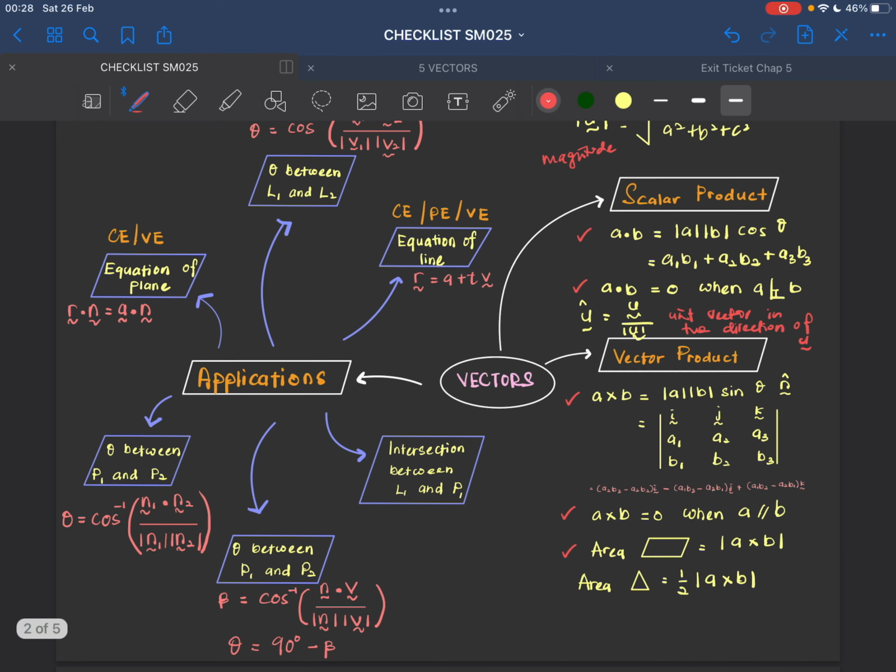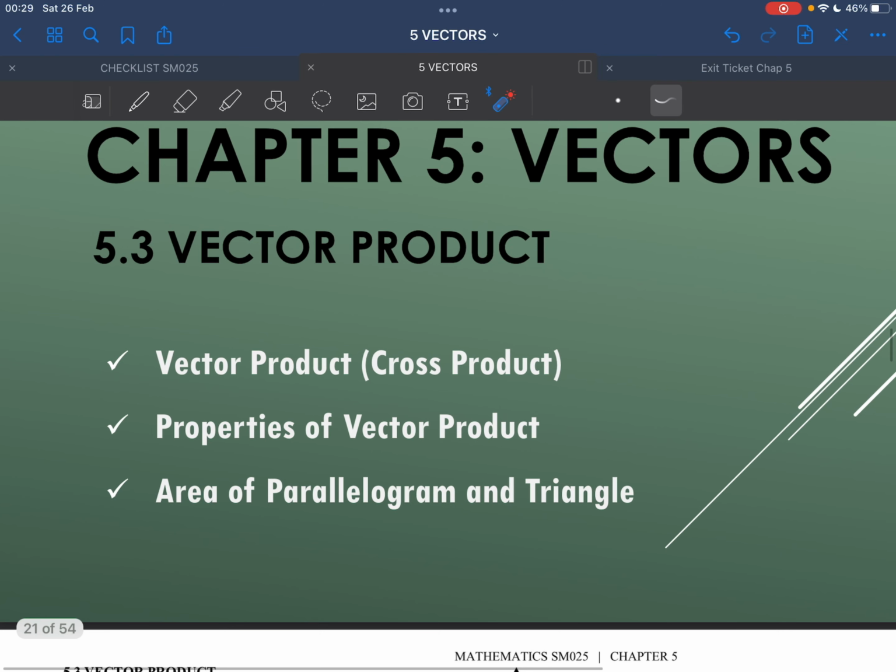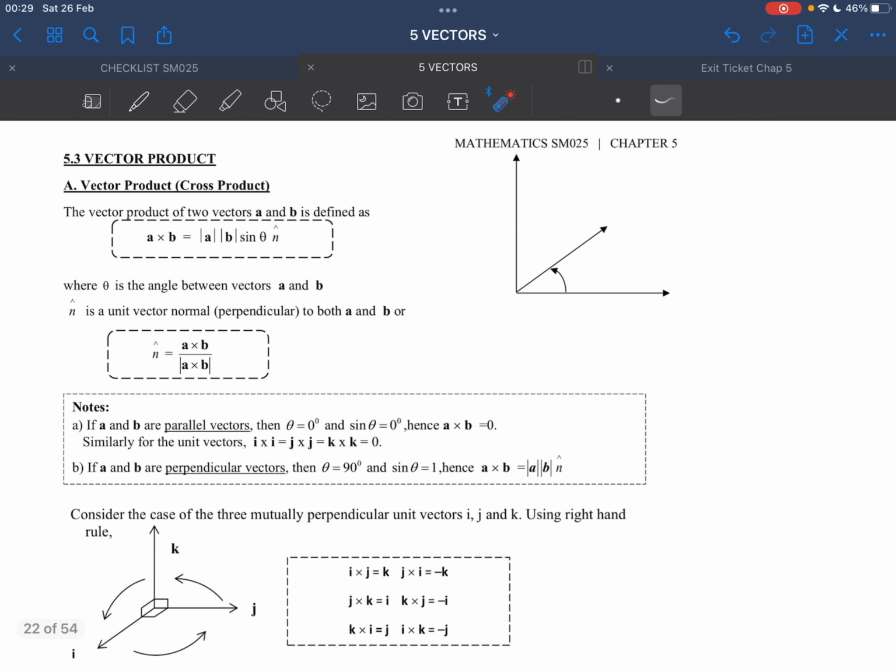So here, let's go to the notes. We are going to cover vector product, which is also called cross product. Why is that? Let's see that later. And we are going to see the properties of vector product, and how to find the area of a parallelogram and triangle and what the relationship is with vector product.